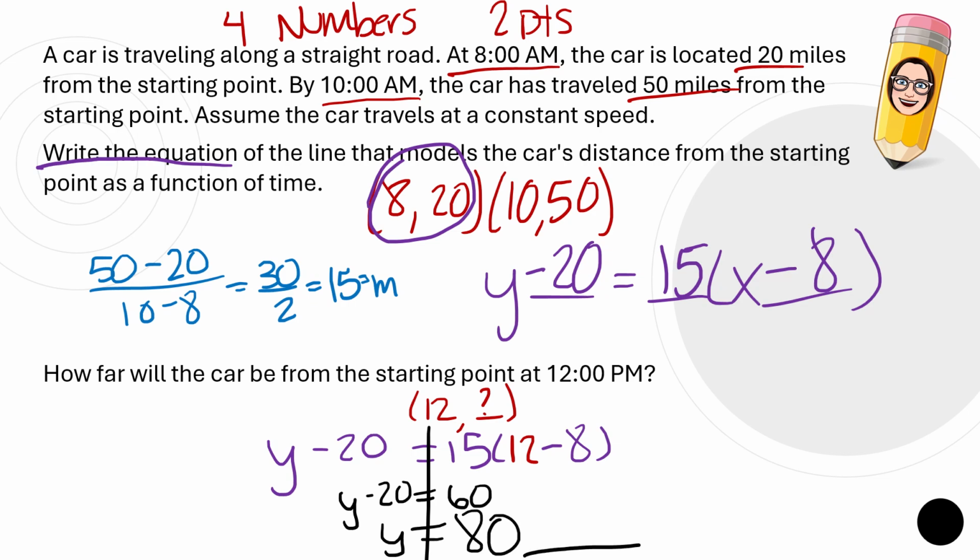But 80 what? How far will the car be? The car will be 80 miles. Reread the question to know your label. We're 80 miles away from the starting point.